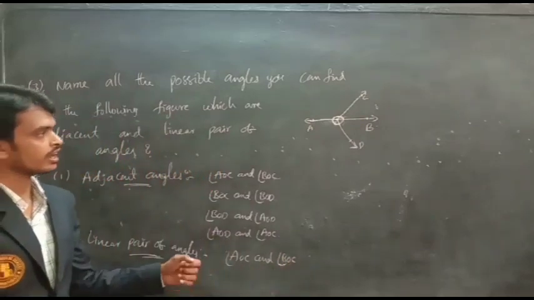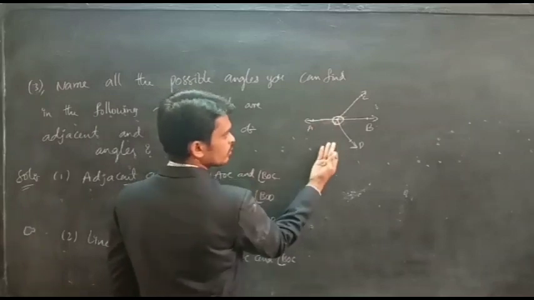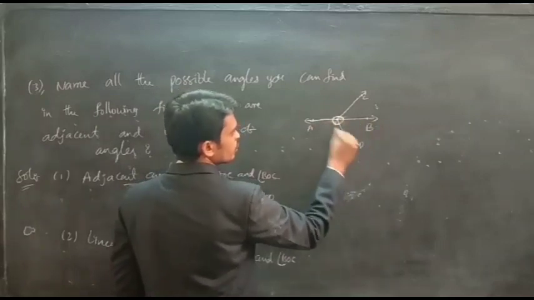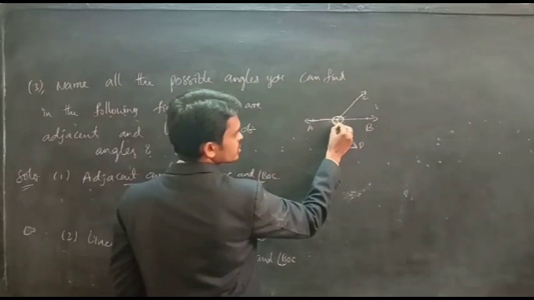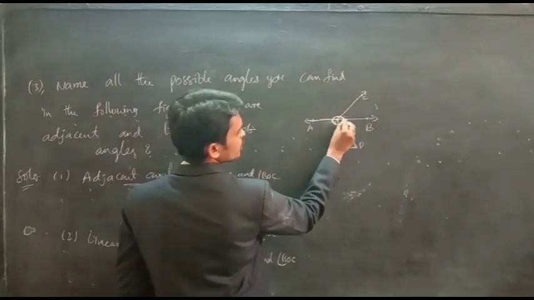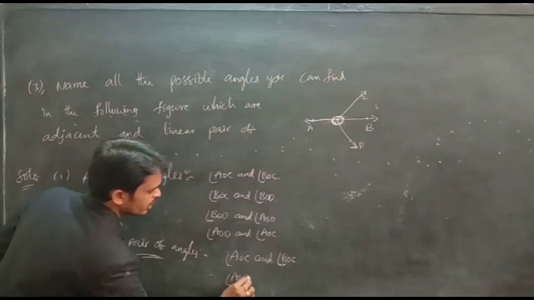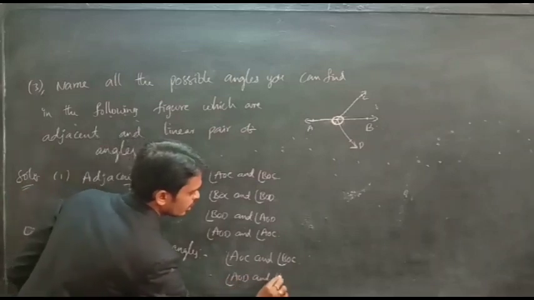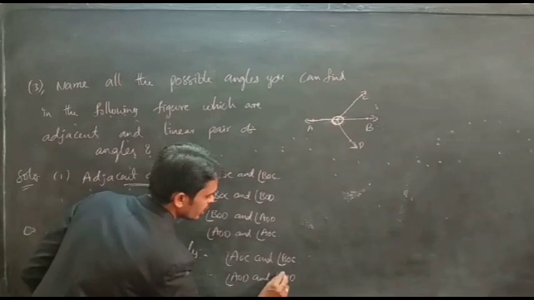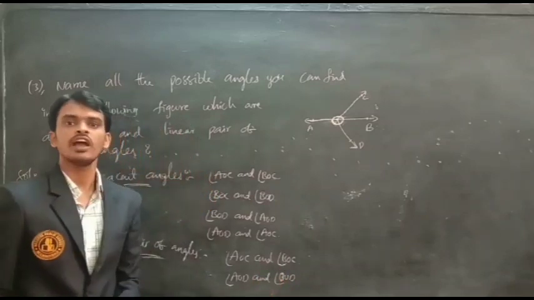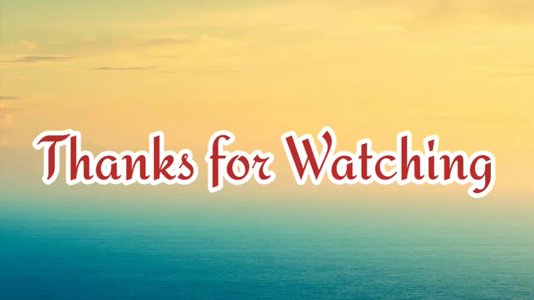One pair we got. And next, another pair. Look down here, angle BOD and angle AOD. These two are adjacent angles and the sum is equal to 180 degrees. Then angle AOD and angle BOD are also a linear pair of angles. So this is the problem.